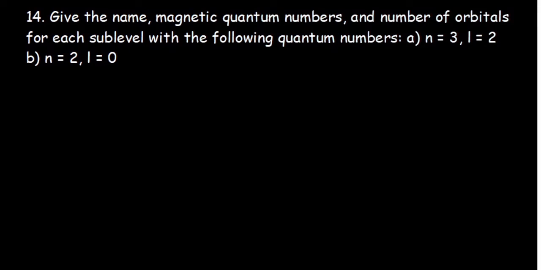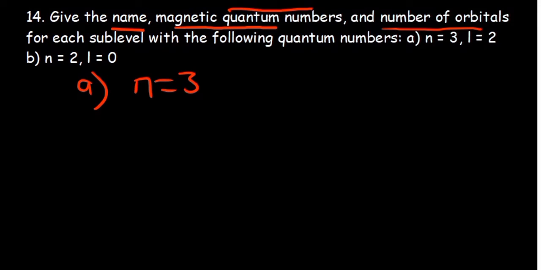Question 14. Give the name, magnetic quantum numbers, and number of orbitals for each sublevel with the following quantum numbers. So we are trying to give the name, the magnetic quantum numbers, and also the number of orbitals. The number of orbitals is determined by the number of magnetic quantum numbers. I'll start with A. For A, we have our principal quantum number to be 3, and we're interested in L equal to 2. So this is a restriction, unlike the previous question.